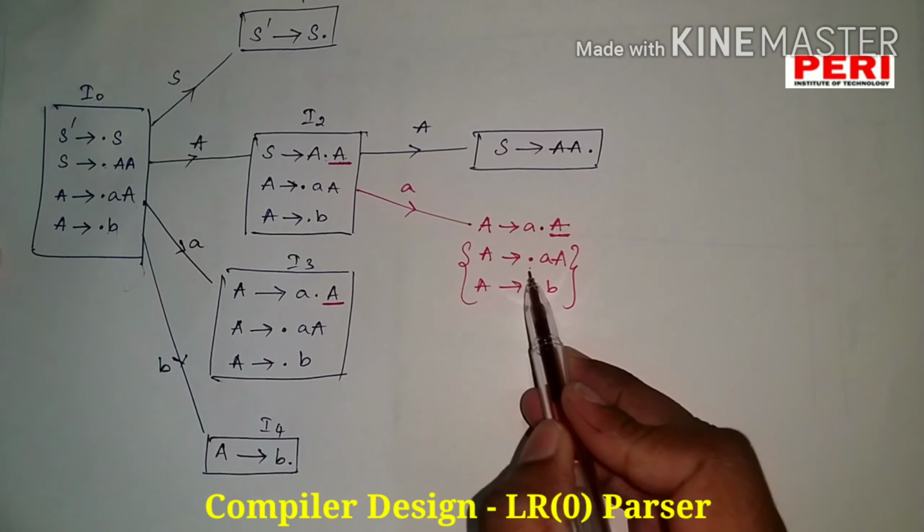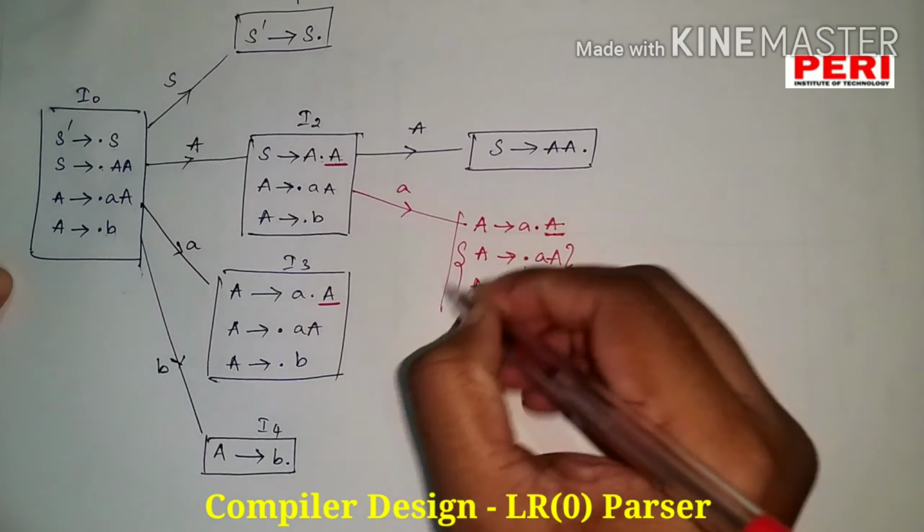Look at this state and this state. They have the same elements. So instead of creating a new state, we can just link it with this state upon A. We need not create a new state and cause a delay in the process. We can just connect it with the state I3 so that you can reduce the number of states also.